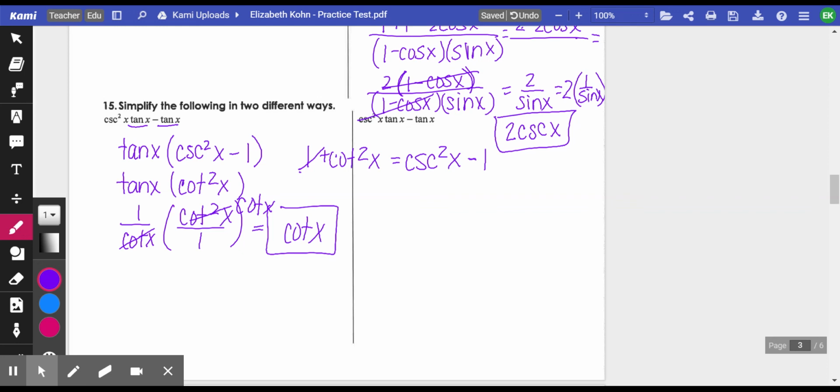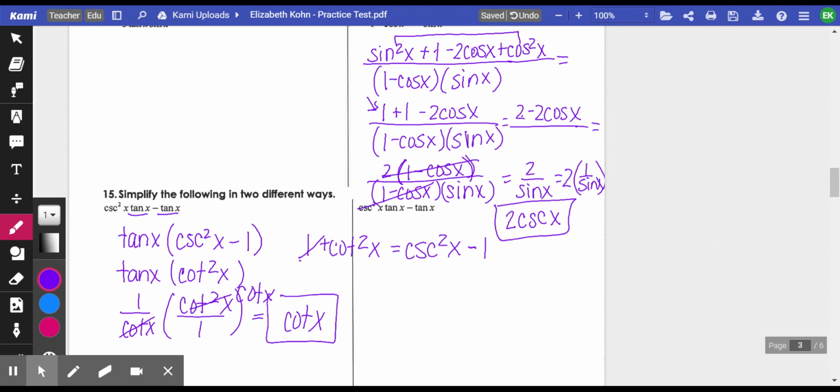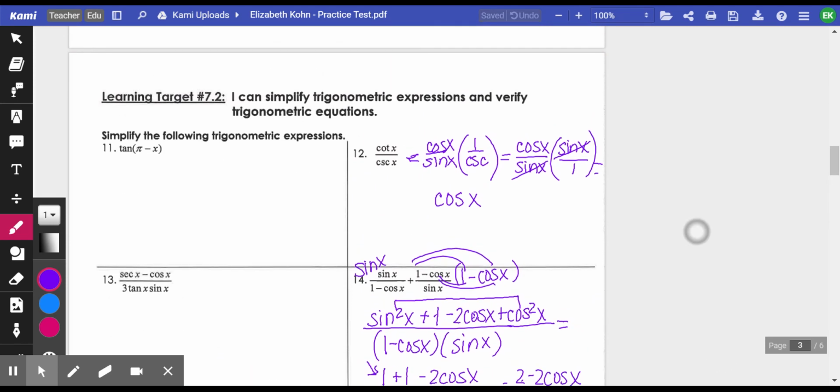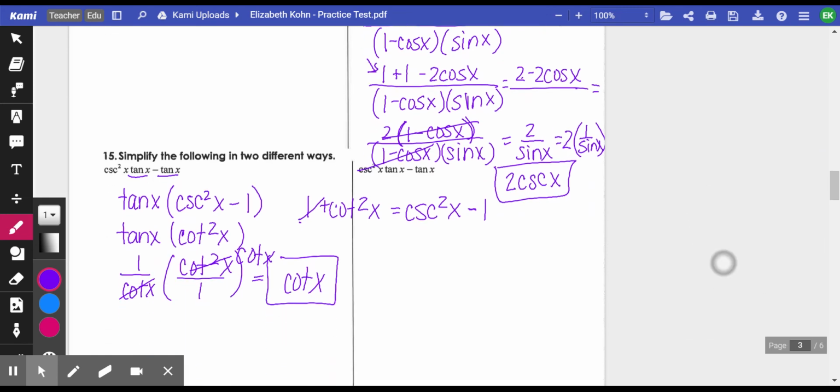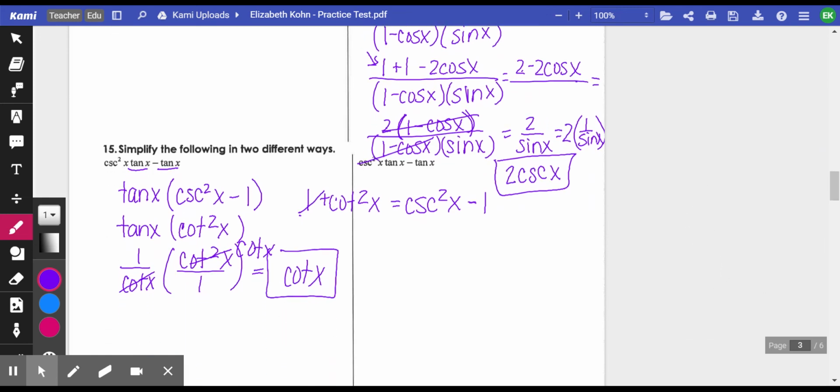And make sure that you have your identities handy so that you can refer back to them and know which ones you need to use, okay? So there's a lot of different simplifying here that we talked about: finding a common denominator, simplifying by separating, and then of course using your Pythagorean identities, your reciprocal identities, your quotient identities, etc. Hopefully this helps make a little more sense of this for you as well, and you are feeling a little more confident using those trig identities.